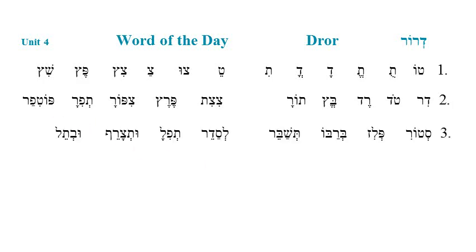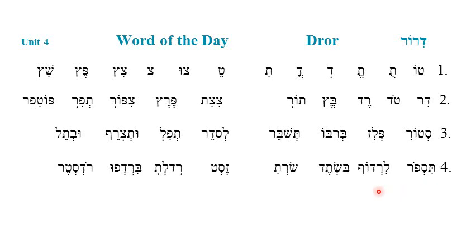Potifar. Line 3. Now note how this shva, where it becomes an e when we read it more quickly, it sort of slides into the next letter. Story, please, birabo, tisha b'av, lisader, tefillah, utitzaref, uvetel. Nice.